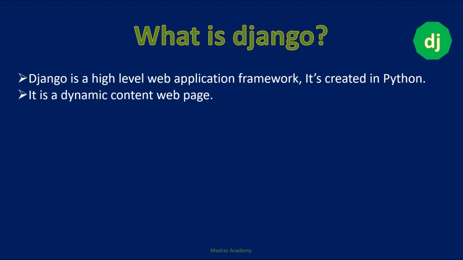Static content means a normal web page. Using HTML and CSS, we can design, and whatever information we have there, we are able to see that information. But if it is a dynamic content web page, we can pass the request, receive the response immediately, and we can communicate with the database also. This kind of web page is called a dynamic content web page. For example, online banking and online shopping are dynamic content web pages.